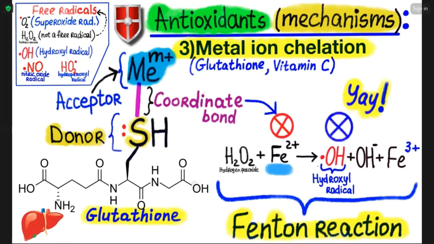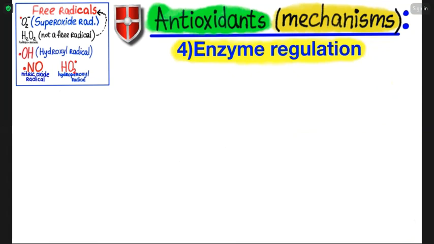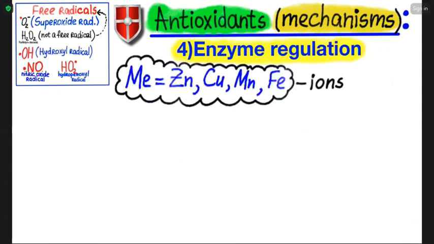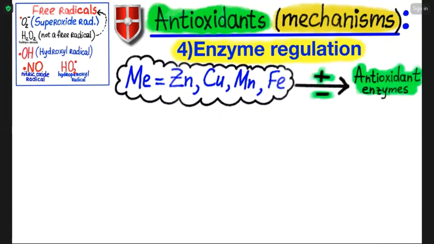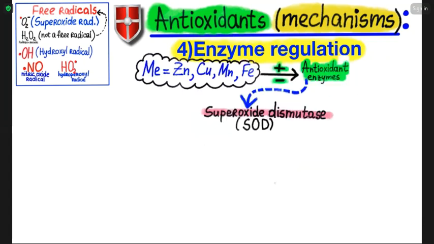The fourth mechanism is called antioxidant enzyme regulation. Metals like zinc, copper, manganese, and even iron can work indirectly by regulating the activity of certain enzymes that protect us against free radicals, called antioxidant enzymes. For example, there's a crucial antioxidant enzyme called superoxide dismutase. This enzyme plays a significant role in the body's defense against reactive oxygen species, particularly the superoxide radical.